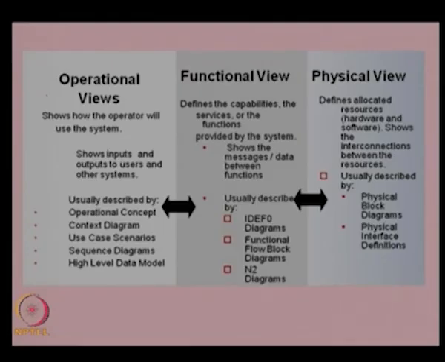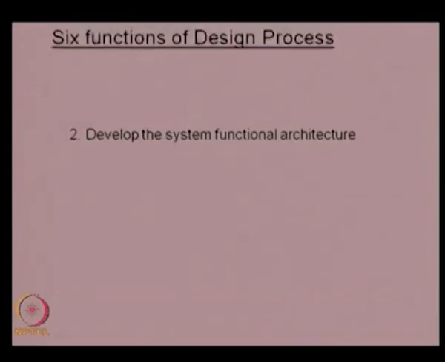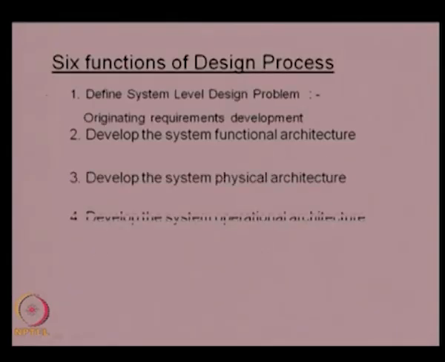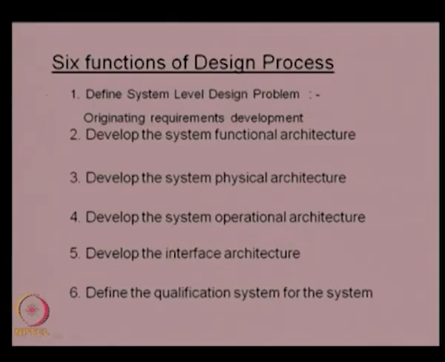So we will look at the functional view of the system and how the functional block diagram or the functional structure of the system can be developed. As we discussed earlier, there are 6 functions of the design process, and the first one is the system level design problem, which we already covered in the previous lectures. The next one is to develop the system functional architecture. That is what we are going to see in this lecture.